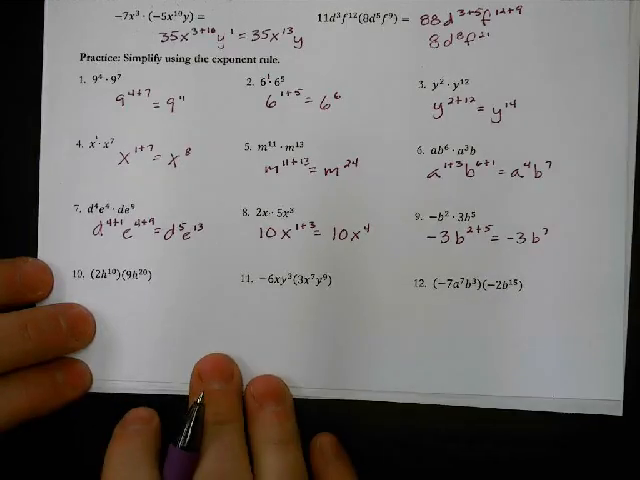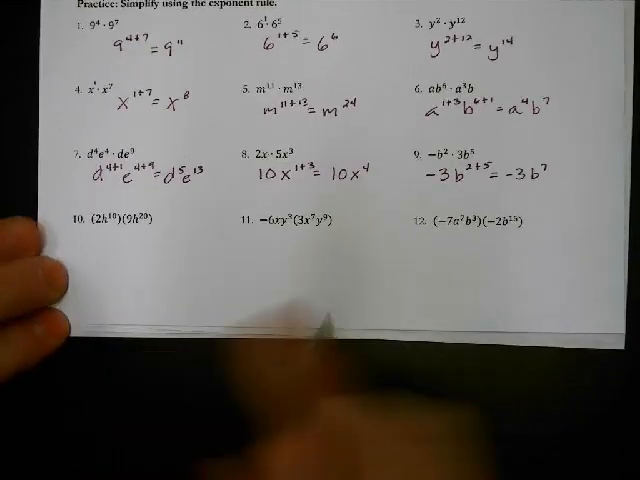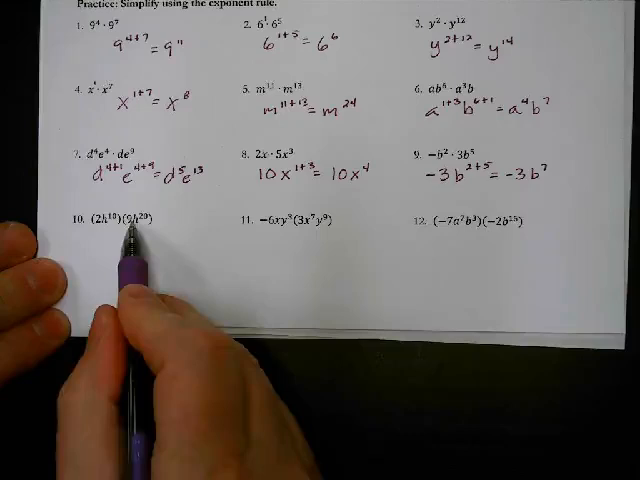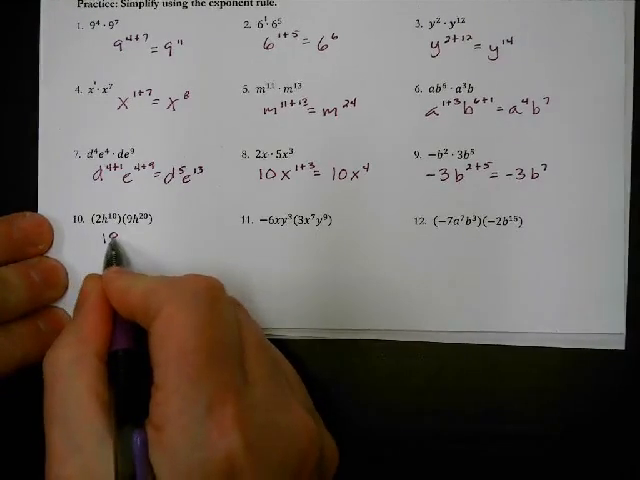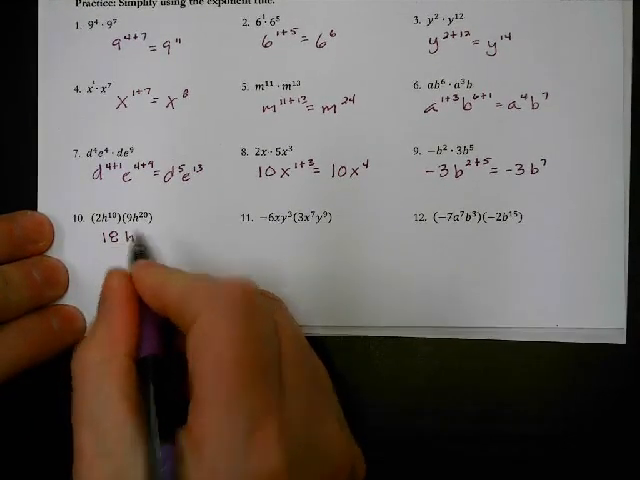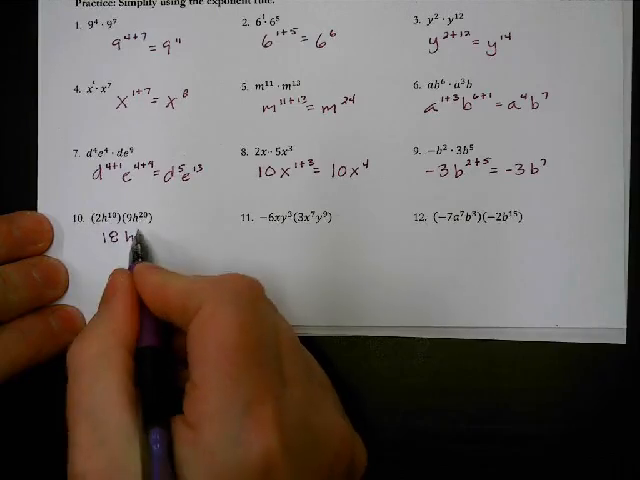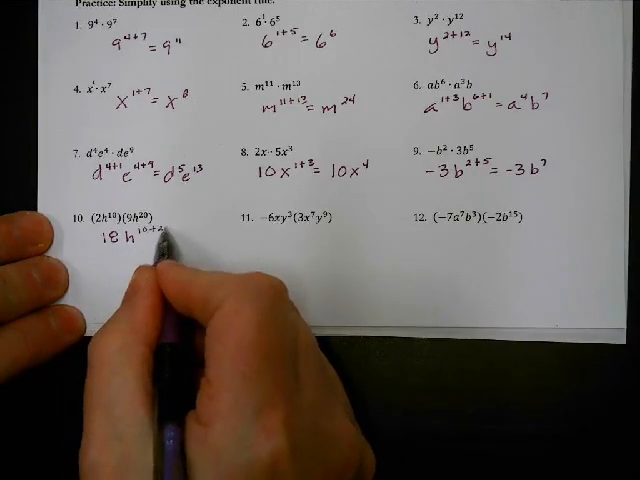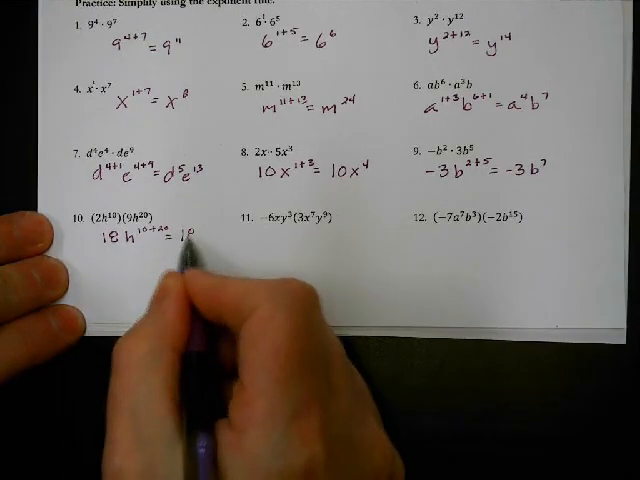Three more. Coefficients are 2 and 9. That makes 18. Base, h. Exponent, 10 plus 20. We get 18h to the 30th.